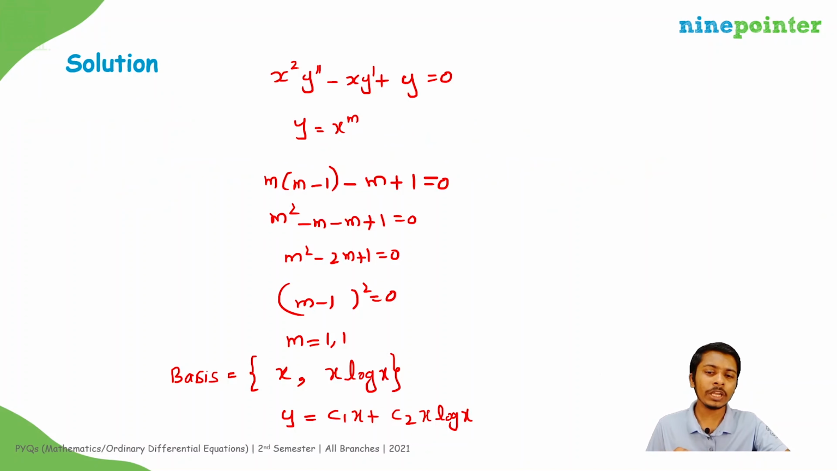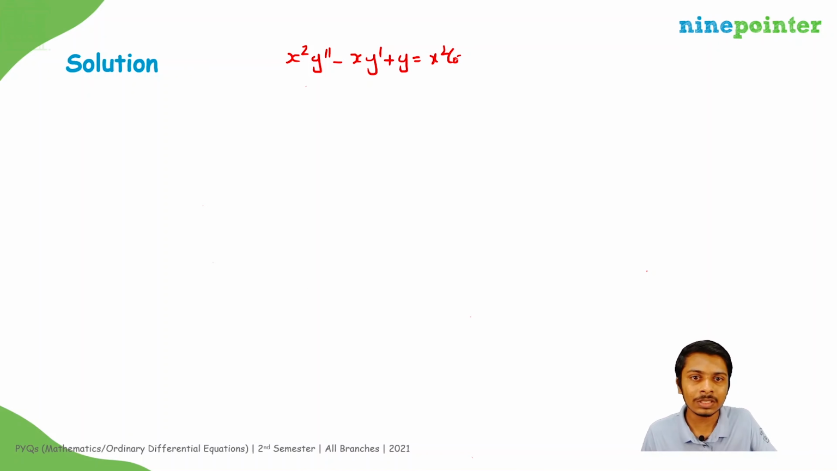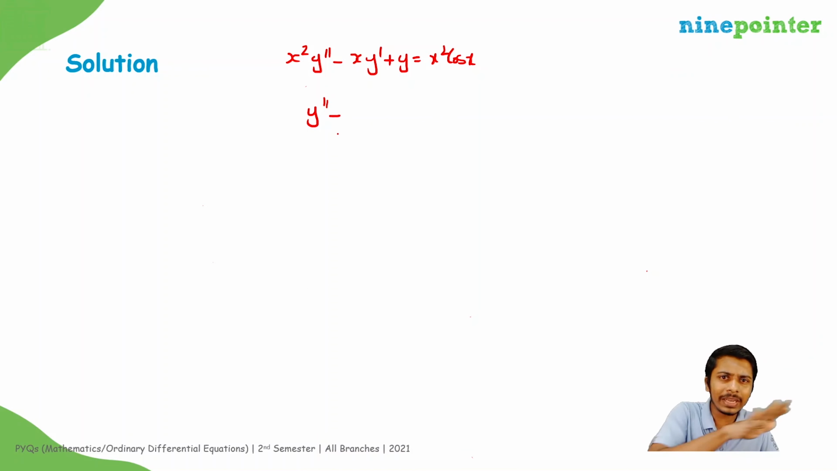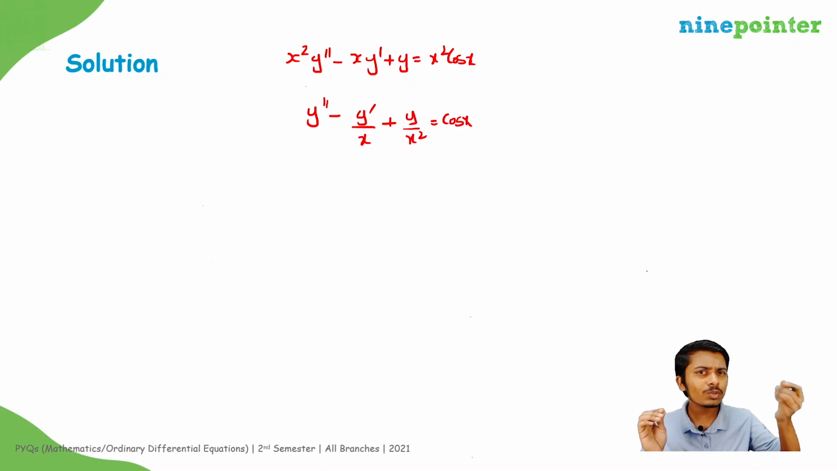Okay, so first of all, in order to apply variation of parameters, I have to convert the given differential equation into standard form. So the given differential equation is actually this. Let me convert this into standard form. Dividing the entire equation by x squared, I will get y double prime minus y prime divided by x, because x divided by x squared will be 1 by x, plus y divided by x squared, which is equal to cos x. So I found the standard form of this equation. Now what is variation of parameters? Variation of parameters gives an idea.